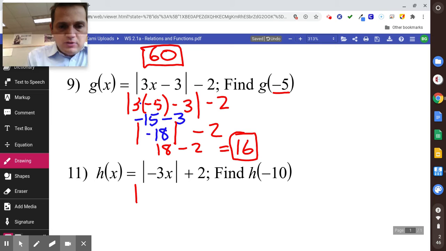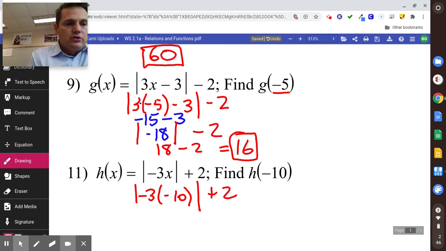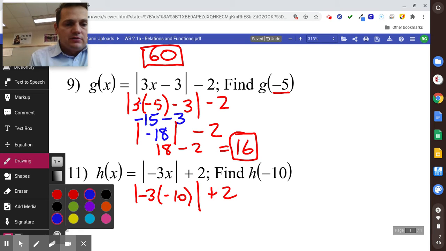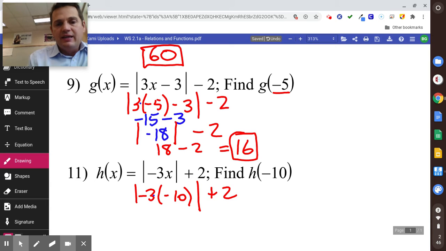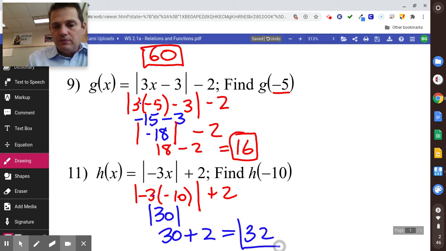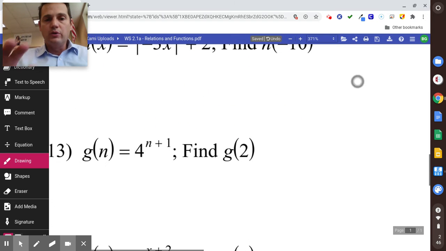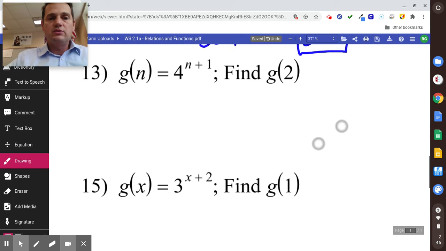Next one, absolute value of negative 3 times negative 10 plus 2. So again, you want to do what's inside the bars because that acts like parentheses. Negative 3 times negative 10 is positive 30. Absolute value of positive 30 is positive 30. So we just have positive 30 plus 2, which equals 32. Again, I can't stress enough. Show your work. Circle your answer.